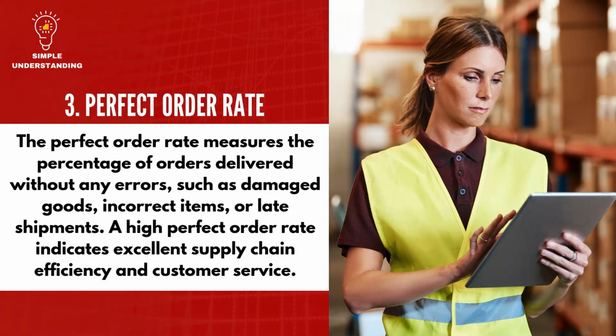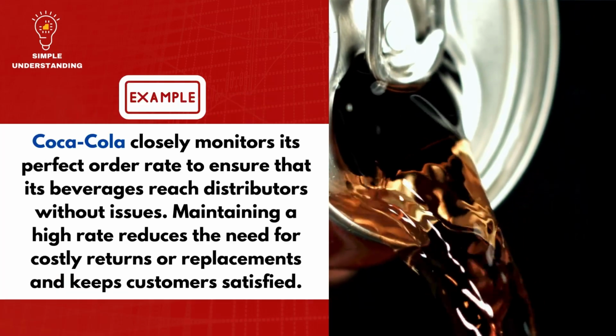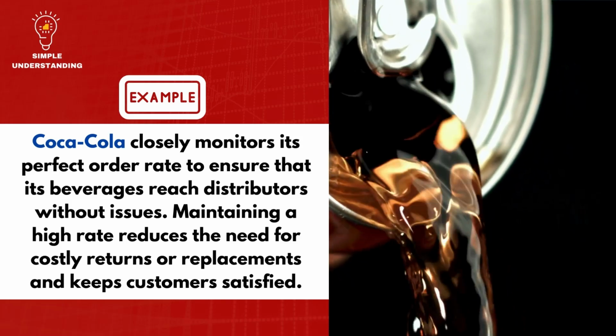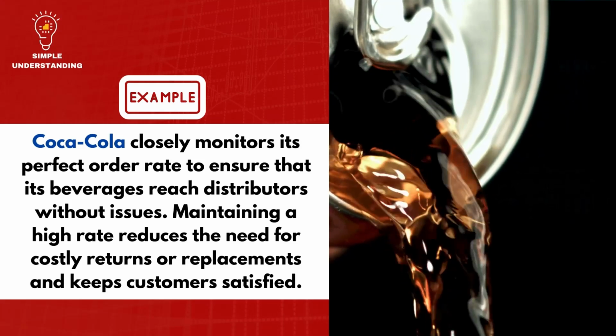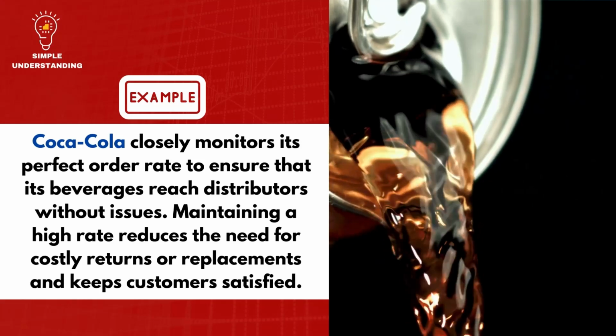3. Perfect order rate. Explanation. The perfect order rate measures the percentage of orders delivered without any errors, such as damaged goods, incorrect items, or late shipments. A high perfect order rate indicates excellent supply chain efficiency and customer service. Example: Coca-Cola closely monitors its perfect order rate to ensure that its beverages reach distributors without issues. Maintaining a high rate reduces the need for costly returns or replacements and keeps customers satisfied.